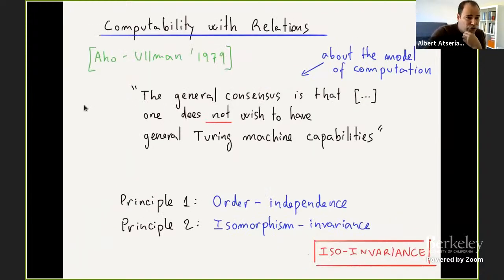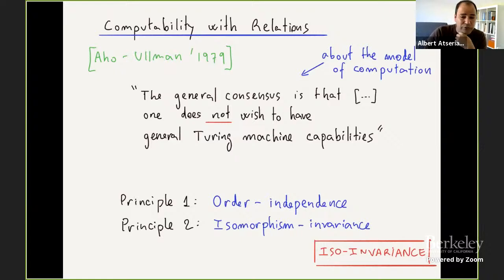And now there comes the issue of computability with relations. So we have the model of data, and now we want to say, how do we compute with these relations? Well, we already discussed the relational algebra, but is it powerful enough? Is this model powerful enough? Well, Aho and Ullman discussed this, among many others, around the late 70s and early 80s. I think this quote here is pertinent given Ullman's recent Turing Award. So let's see what Aho and Ullman said.